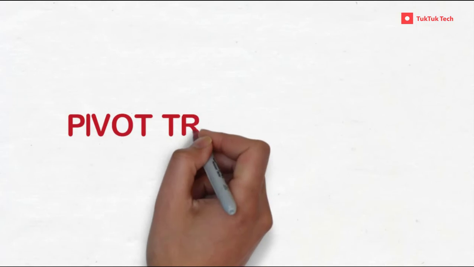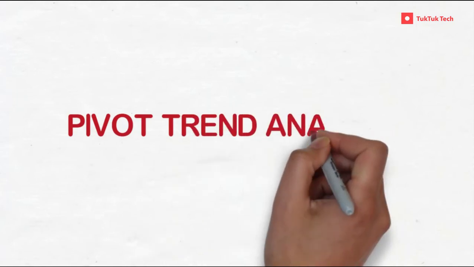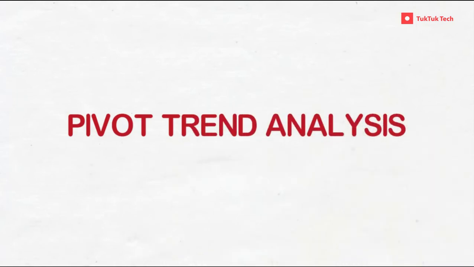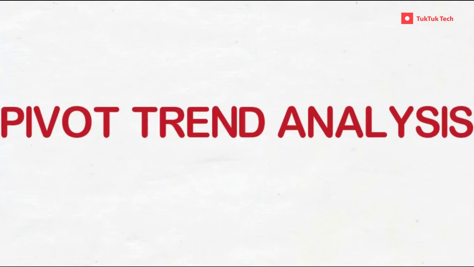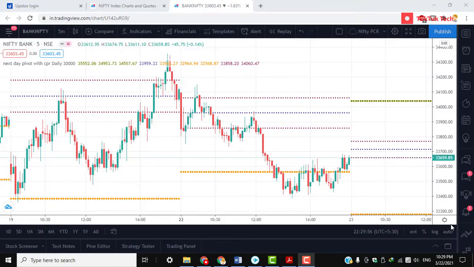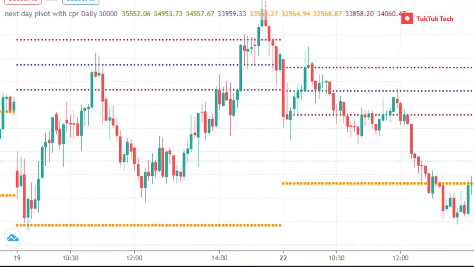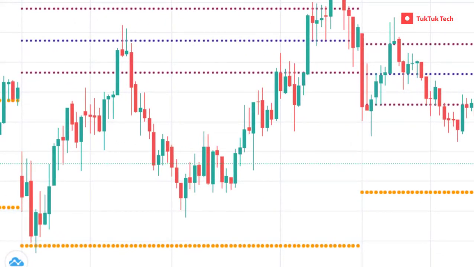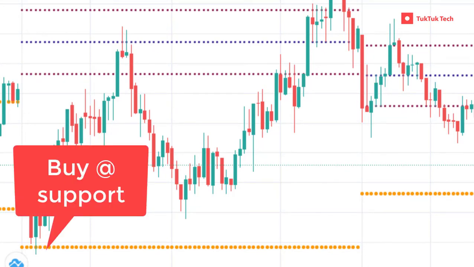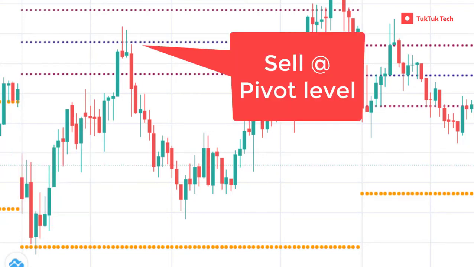Pivot trend analysis is one of the most powerful and successful ways to analyze and trade a trending market. This is a simple concept that can be easily overlooked, but it is one of the most powerful concepts that you can take away from using pivots. In an uptrend, you need to buy at support and sell at pivot level or at resistance, depending on your risk-taking ability.